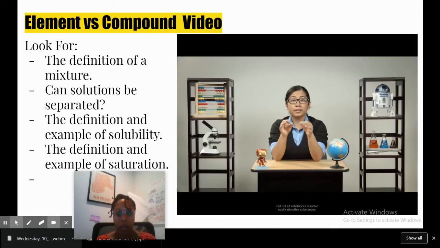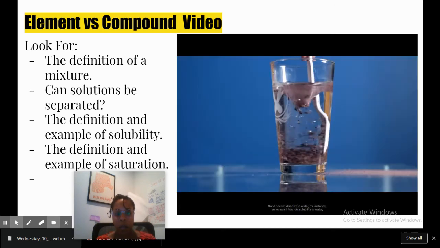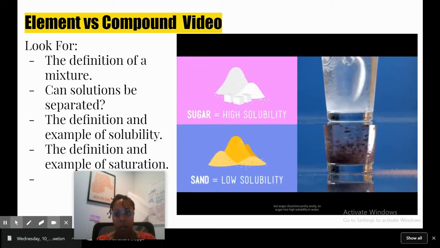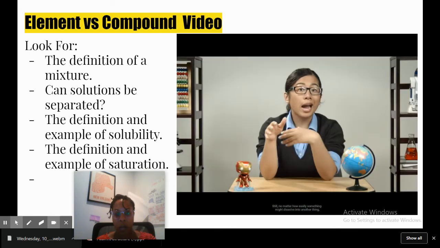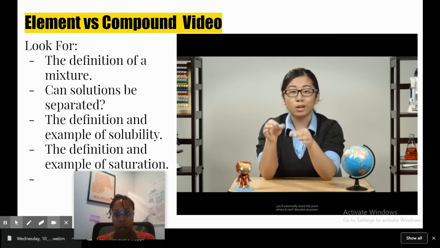But not all substances dissolve easily into other substances. The ability of something to be dissolved is called its solubility. Sand doesn't dissolve in water, for instance, so we say it has low solubility in water. But sugar dissolves pretty easily, so sugar has high solubility in water. Still, no matter how easily something might dissolve into another thing, you'll eventually reach the point where it can't dissolve anymore.